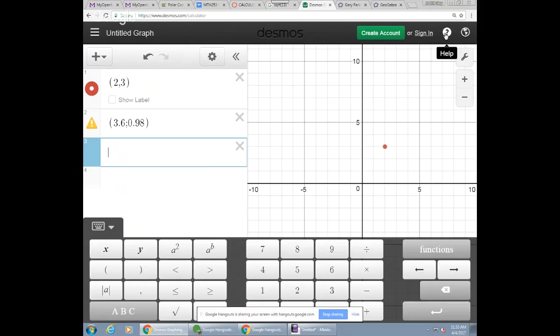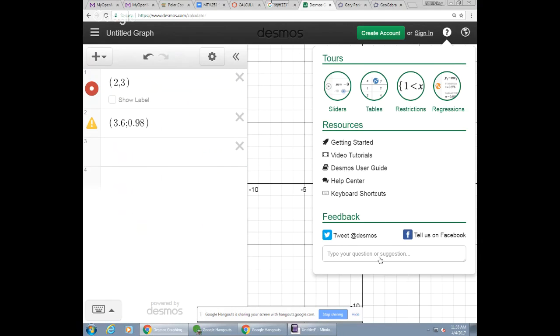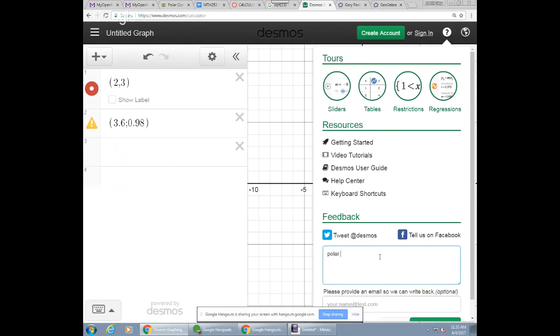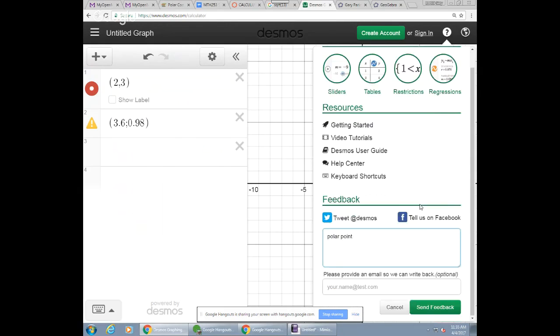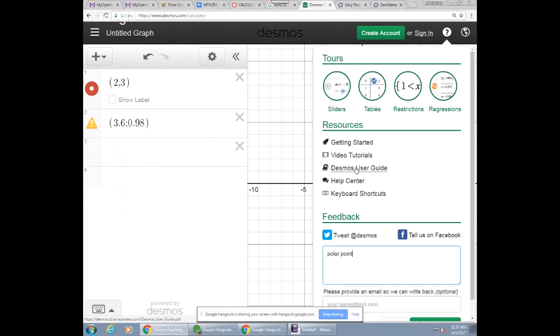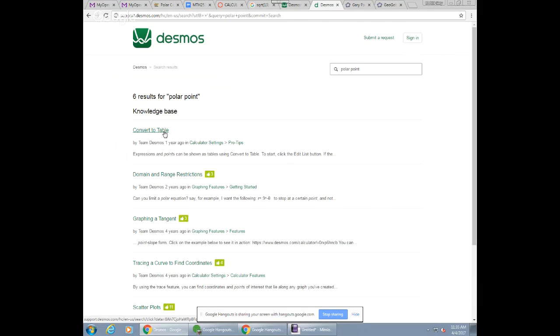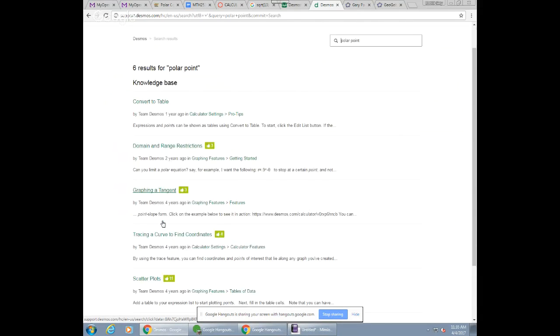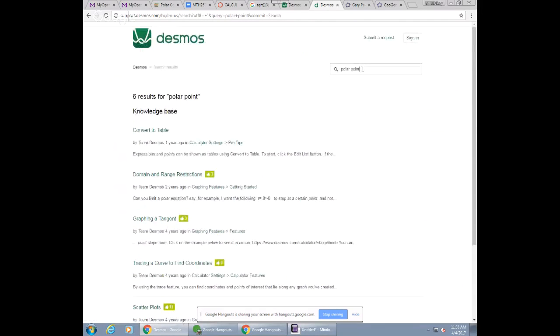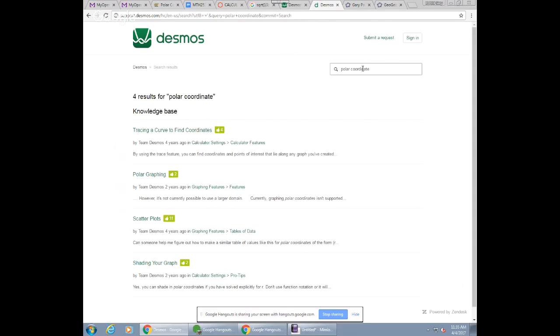Yeah, it could be that I got the format wrong. So let's see, do they have a help here? Help, search, polar points. What? Oh no, that's a feedback box. Isn't there a search here somewhere? Desmos user guide, help center. Let's try the help center. Search, polar. I think I searched for this earlier and I didn't find anything. Convert to table, graphing the tangent, scatter plots, polar coordinate. Tracing a curve, polar graphing.